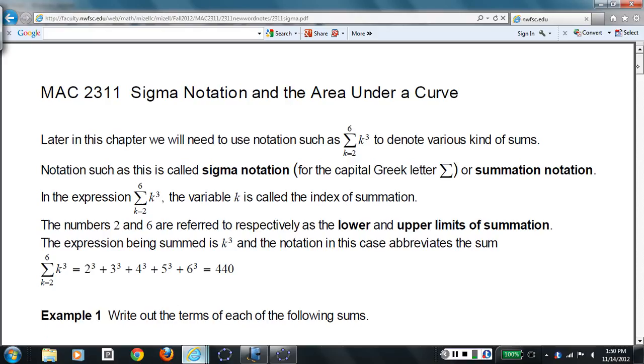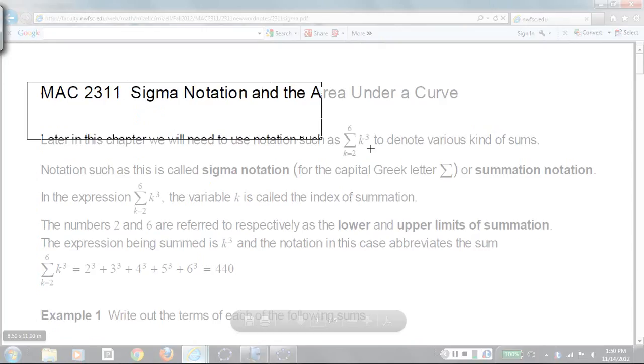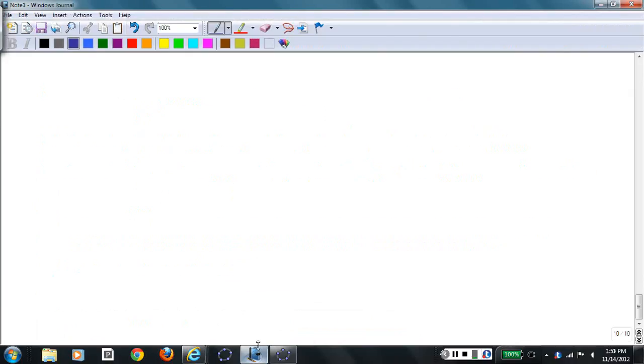But let's see if we remember this from pre-calculus. The expression sigma of k cubed from k equals 2 to 6 has various features, and if I can copy and paste this, I can point to them as I describe them.